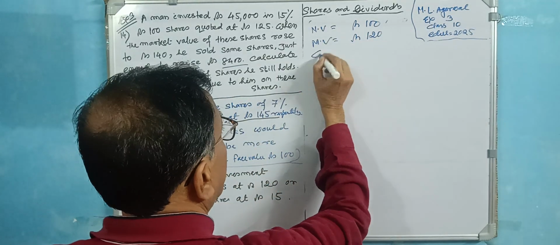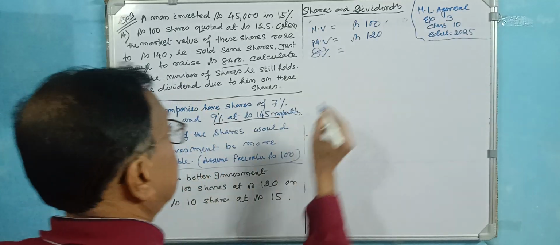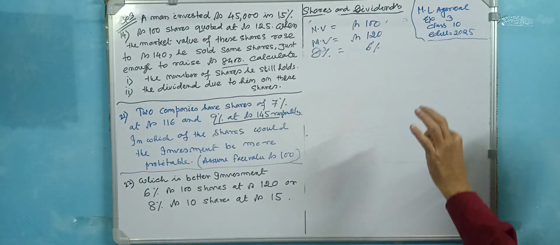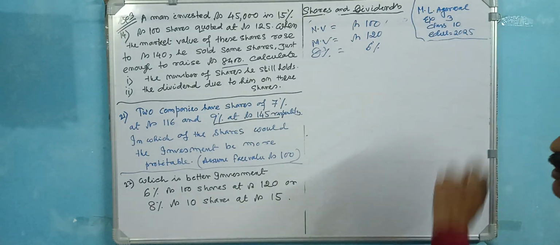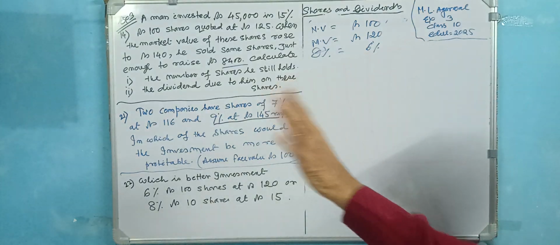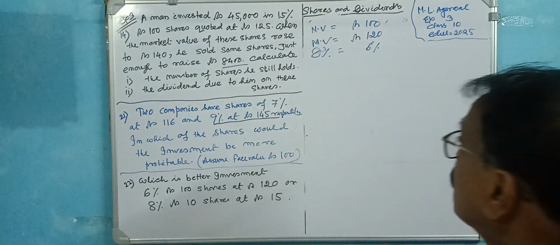And this is the dividend percent, 6%. What is the meaning? 6% means if the nominal value is 100, you get rupees 6 as a dividend. This is the meaning. The first.